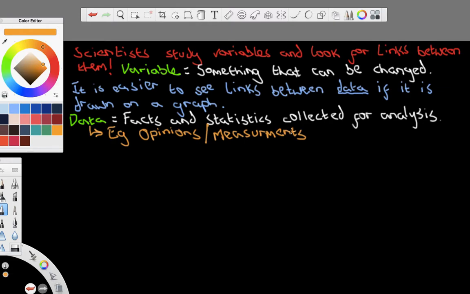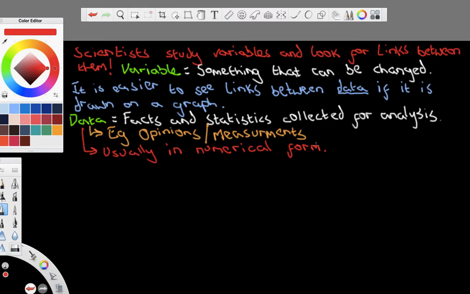Now, data is usually given in the form of a number. However, as terms of opinions, it can also be given as a verbal account or a written account, okay? So we can just add underneath here for data, and I'm going to put it in red because it's important. We can say, usually in numerical form.